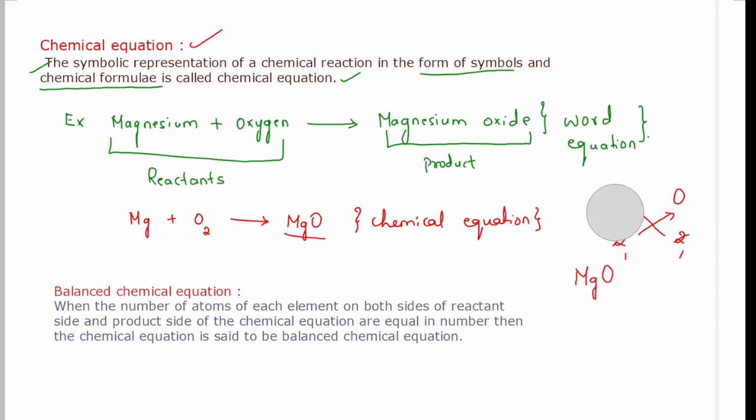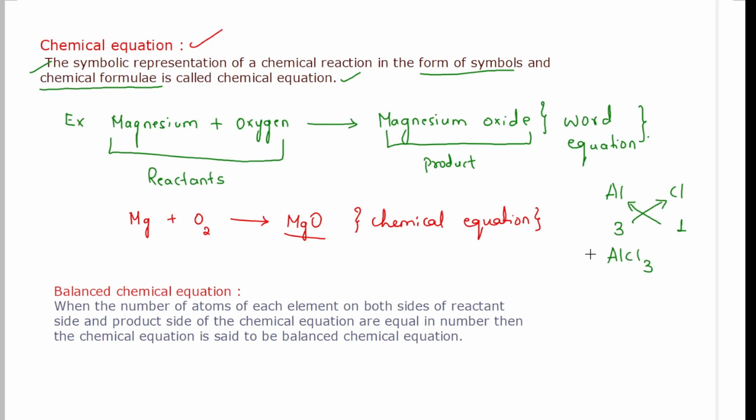I will show you one more example here. Let's write it for aluminium chloride. The name itself indicates the constituent elements are aluminium and chlorine. The valency of aluminium is 3 and that of chlorine is 1. Crisscrossing these valencies, we will get the chemical formula of the compound.